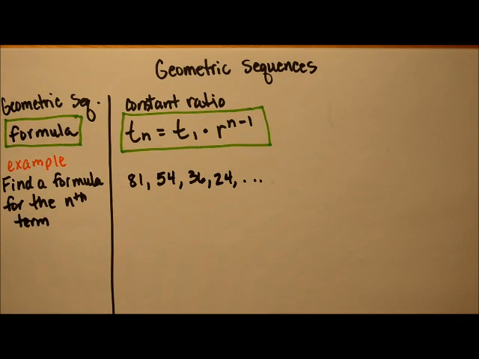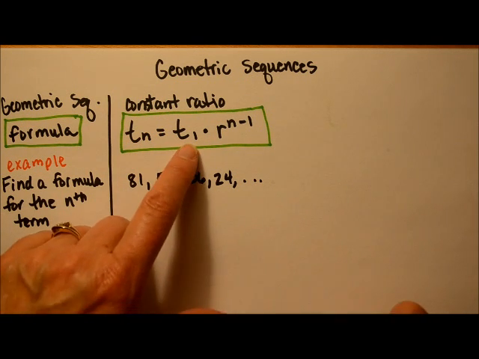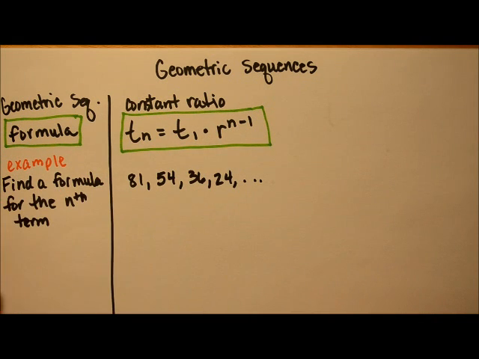Okay, so there's my sequence. And they just want me to find Tn, which is way easier than when they want me to find T17 or something like that. This one I really just have to plug in T1, R, and N, and I'm good. I don't have to do any fancy stuff. I don't have to solve. I don't have to simplify. I don't have to do anything. So we need to find T1, R, and N.